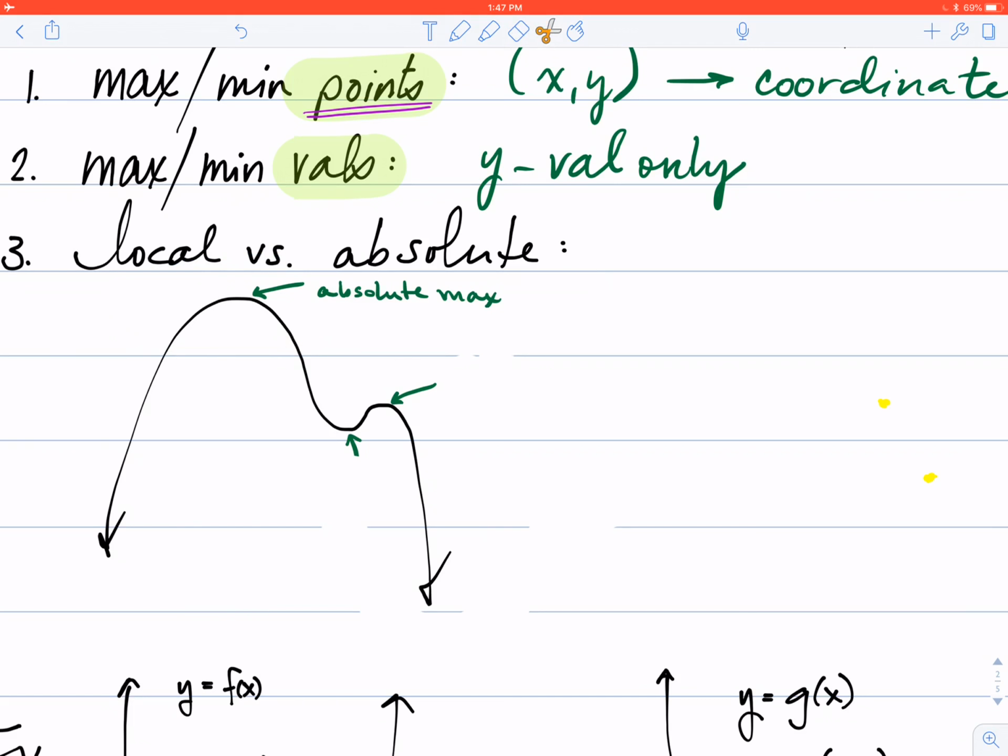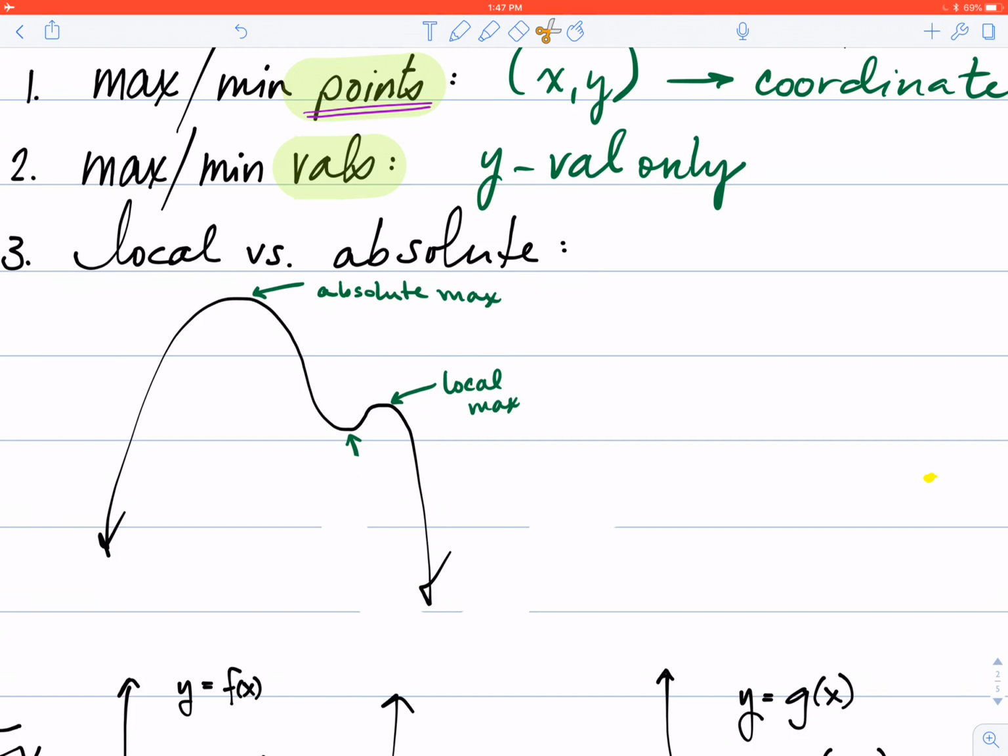Secondly, let's go to, I believe this is the one that's next. This one is also a maximum, but it's not the highest point in the whole graph. It's just a maximum in its own little neighborhood. And so we would call that just a local maximum. It's just in its own neighborhood that it is a maximum.